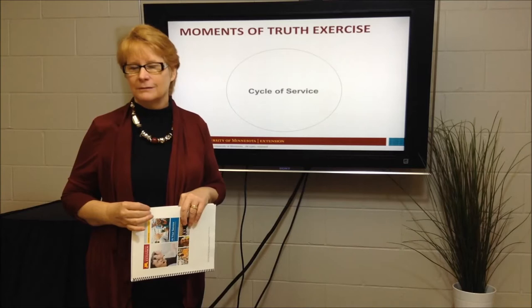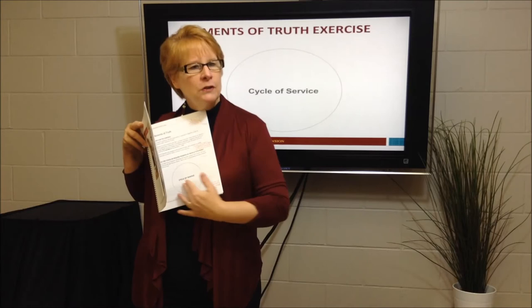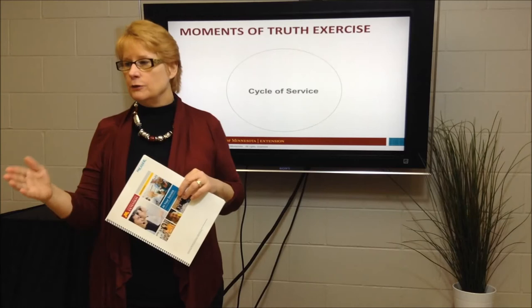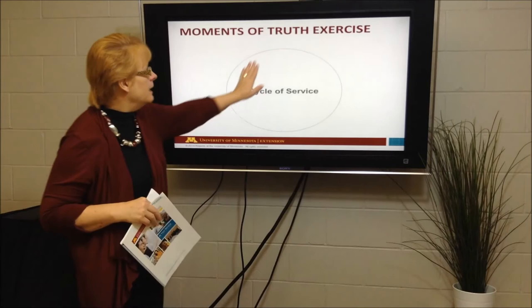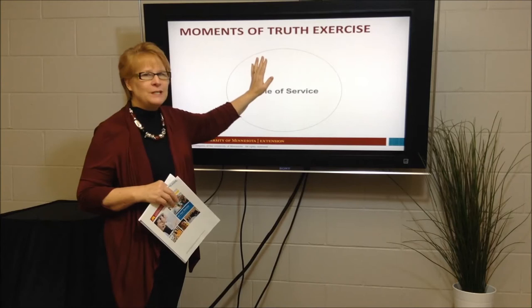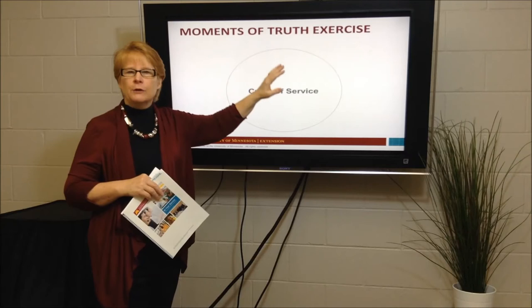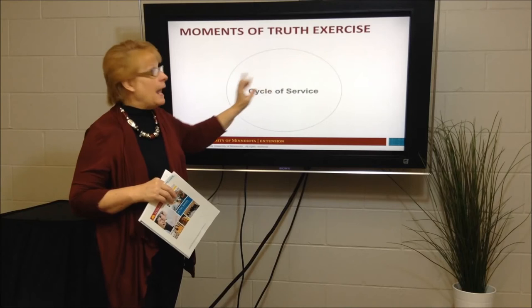All right, then what I would like you to do is make those hash marks on the circle on the bottom of page 5, and then turn to the person sitting either to your left or to your right, and work together to identify moments of truth around the circle. You only have to identify 10 or 12. We'll give you a few minutes to do this. But think it through from before they arrive, during the visit, and remember, moments of truth happen after they leave.